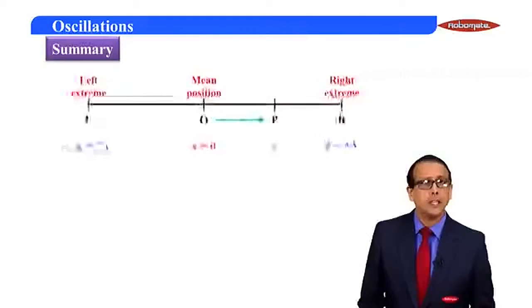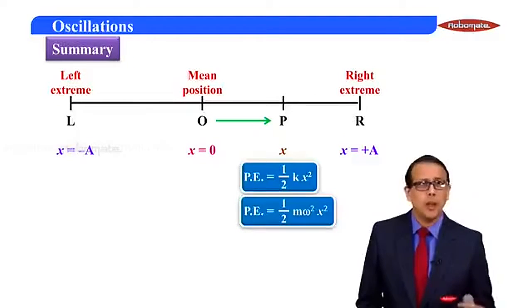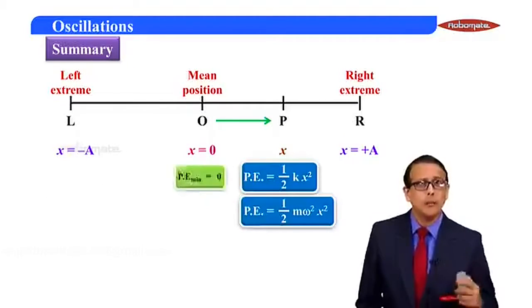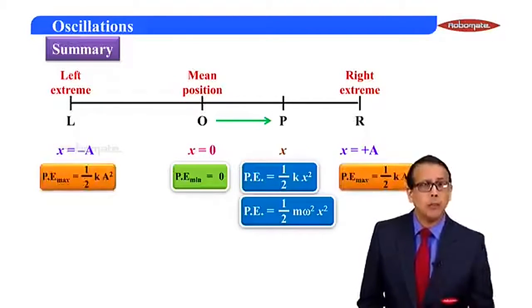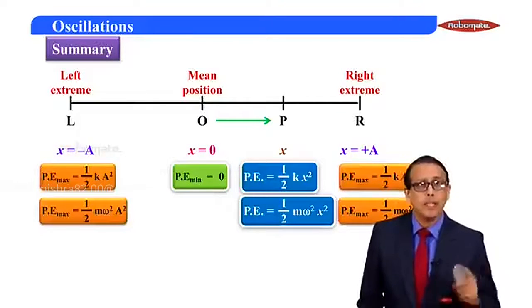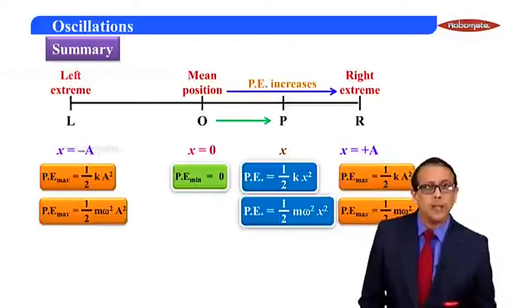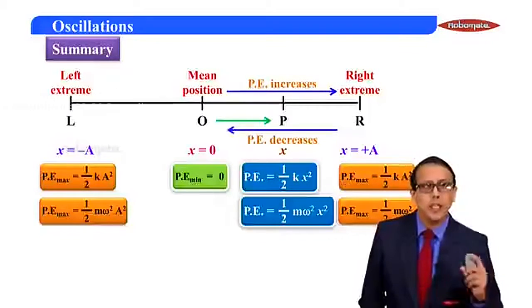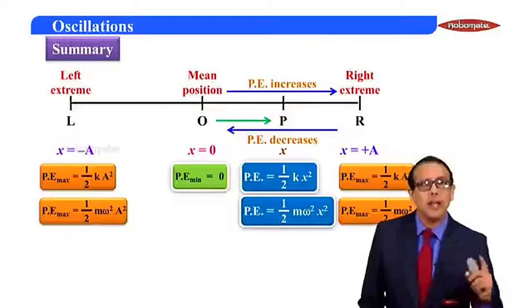Now let's summarize the discussion, students. As we learned today, at any position x from the mean position, potential energy is half k x square or half m omega square x square. At mean position, potential energy is 0. At extreme position, it is maximum with the formula half k A square or half m omega square A square. As the particle goes from mean position to the right extreme, potential energy increases, and as it goes from the right extreme towards mean position, potential energy decreases, with the minimum value at mean and maximum value at the extreme positions.